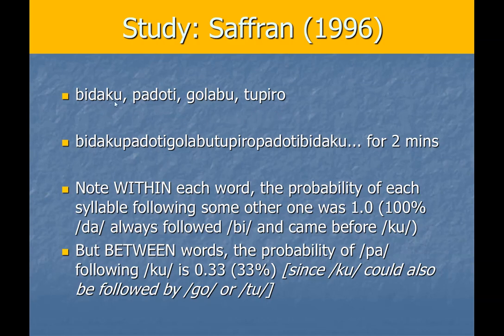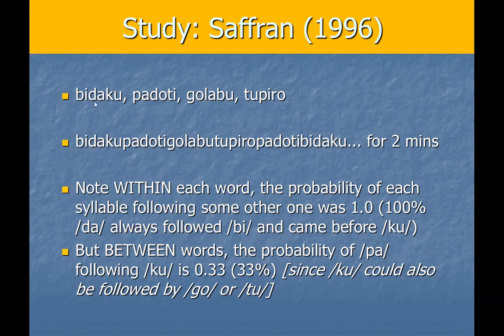So basically, what follows ku has a 33% chance of being any of those 3 other words, and what comes right before the b in Bidaku has a 33% chance of being ro or bu or ti. And so the brain can pick up on those patterns and say, what happens after ku is this kind of lower probability, a variety of different things can happen after this ku sound. That could tell the brain, this is what makes it the end of a word.